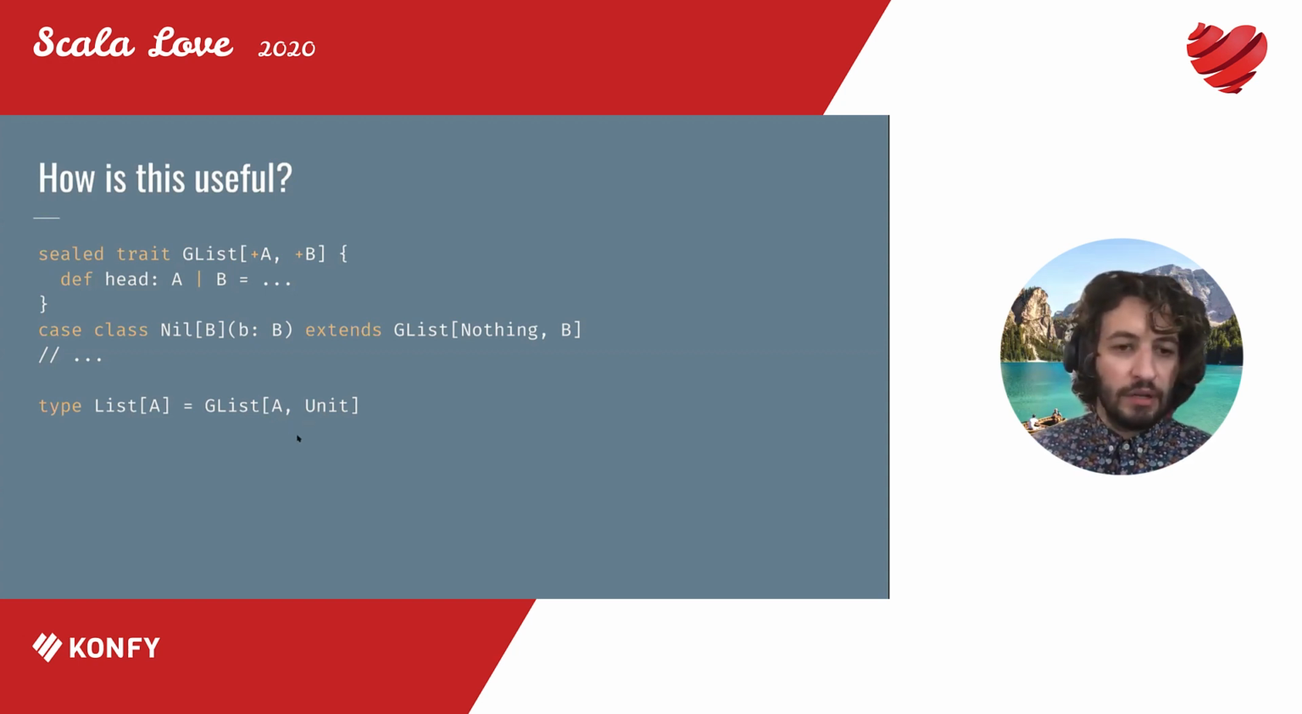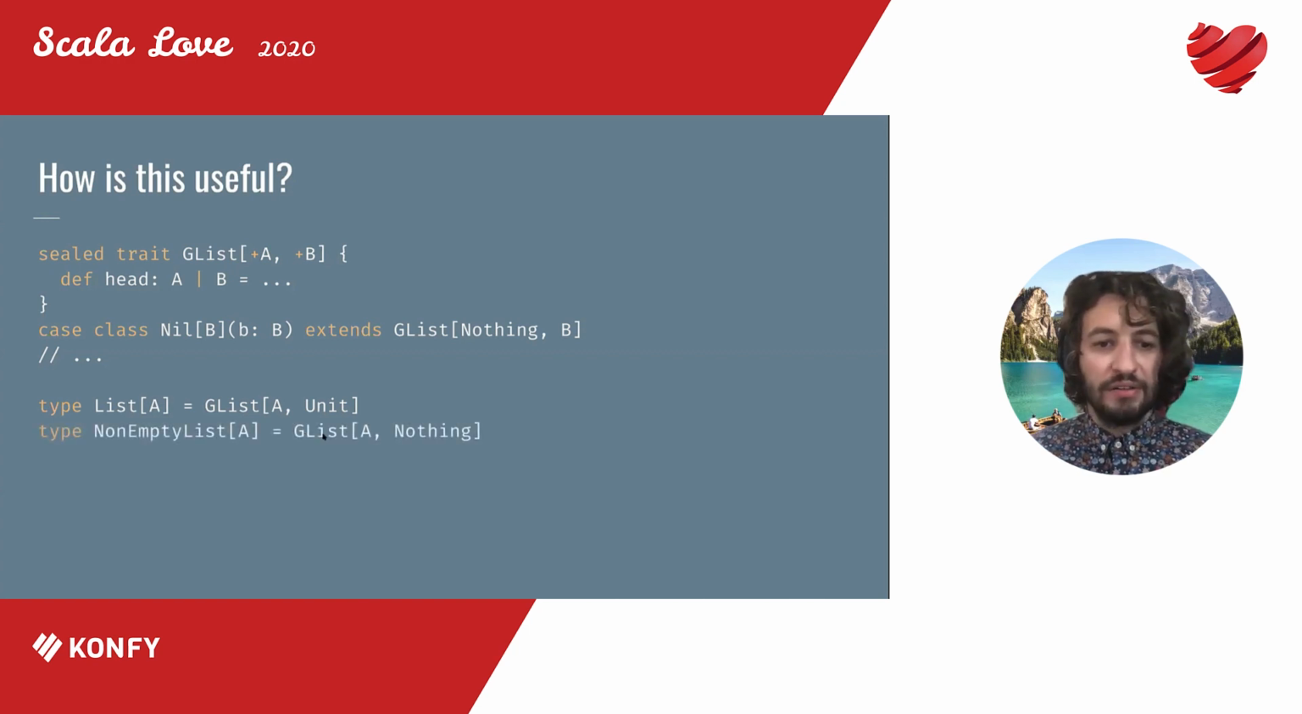Oh, sorry. Where was I with this? Oh yeah, and then we can define the non-empty list as A or Nothing, which is just A. So basically what this means is that we could have the same structure for list or non-empty list. And if we call head, we either get A or Unit, or in this case, A or Nothing. So we can use these things to generalize a lot of different things.